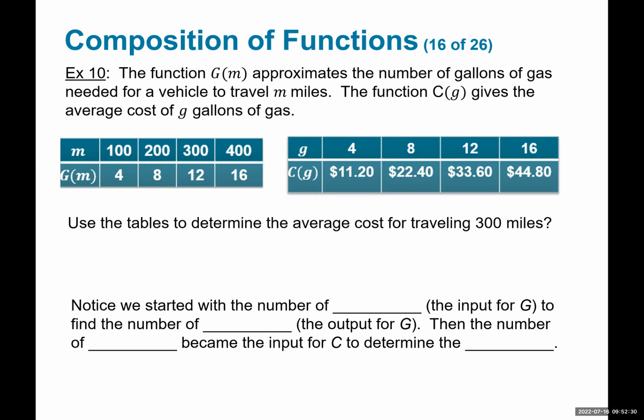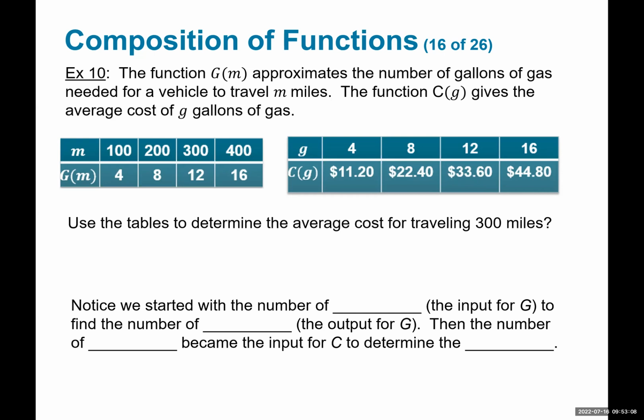A function g of m approximates the number of gallons of gas needed for a vehicle to travel m miles. So g of m tells you the number of gallons of gas that you need to travel a certain number of miles. The function c of g gives you the cost of the gas for the number of gallons you have. So you've got two different functions. One of them, you put in miles and it'll tell you how many gallons you need. The other one, you put in the number of gallons you need, and it'll determine the total cost of that. We're going to say that this is not real life because 4 gallons being $11 would be amazing.